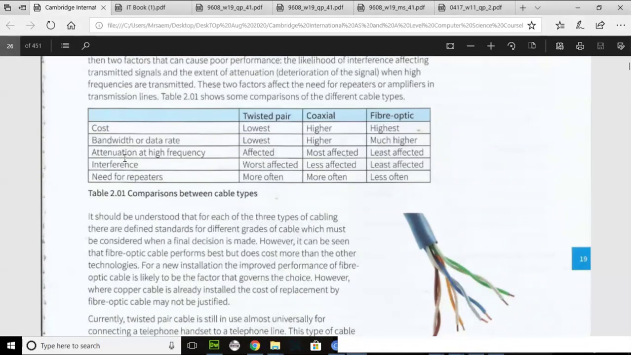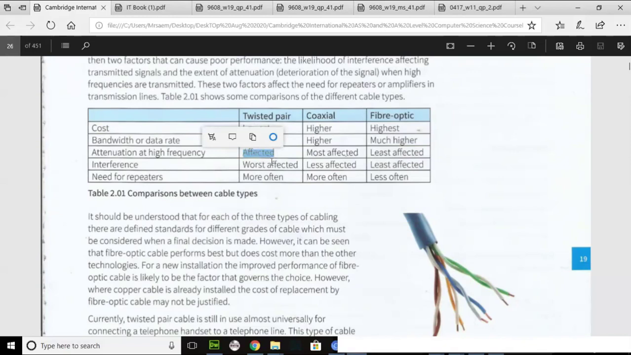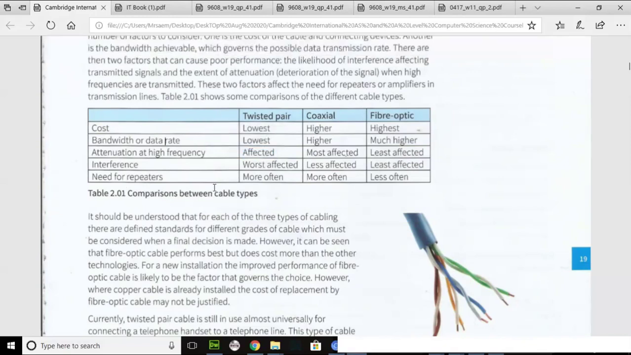Okay, obviously because of that, the bandwidth of twisted pair cable is the lowest. Why is the bandwidth low? Because obviously the attenuation at high frequency is affected. Attenuation means how much data needs to be repeated, how much it gets disintegrated after a while. So you have to use repeaters to enhance the signals.